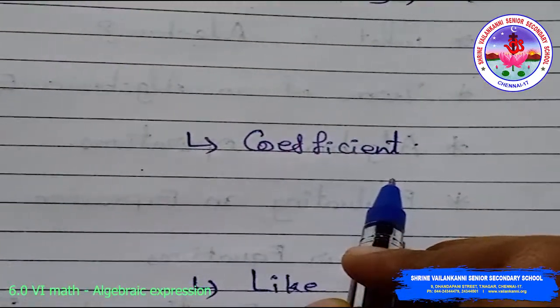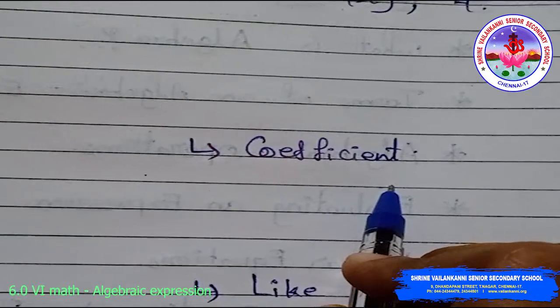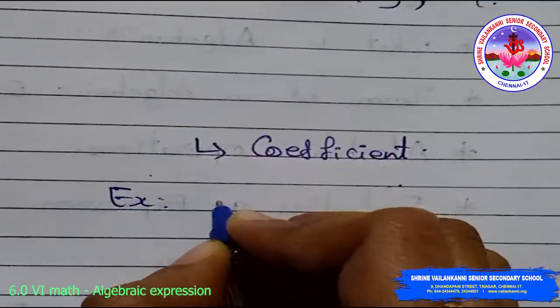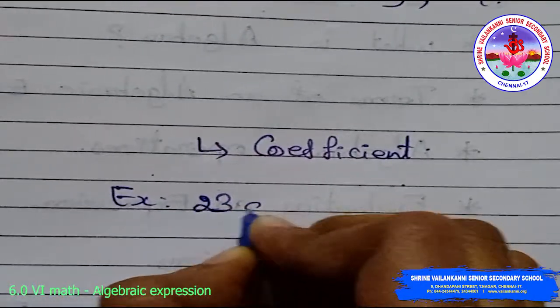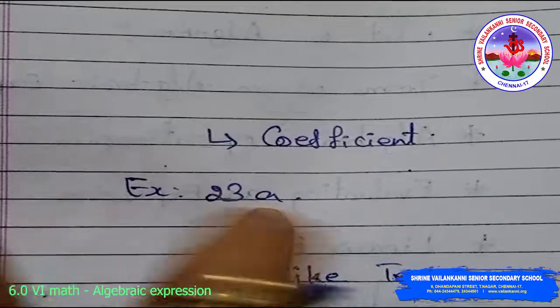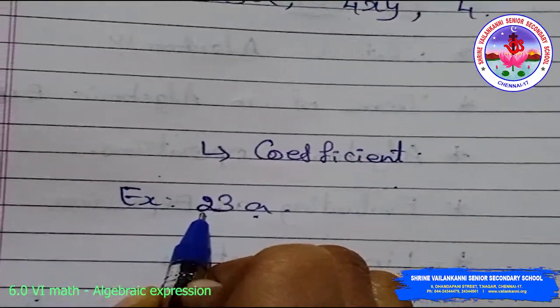Next one, coefficient. Each factor in the above terms is called the coefficient of the product of the remaining factors. For example, 23a. Here 23 is the numerical coefficient of a. A is the literal coefficient of 23.